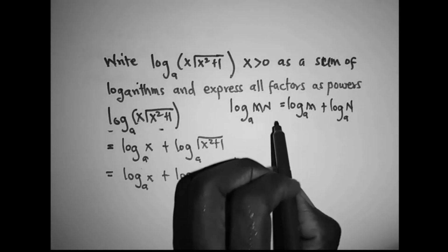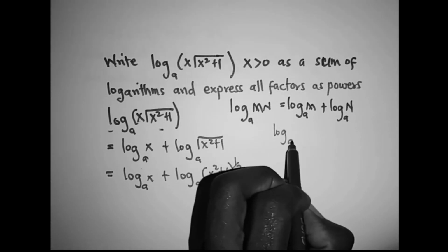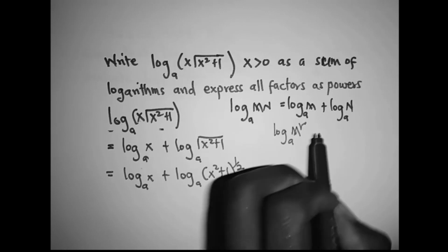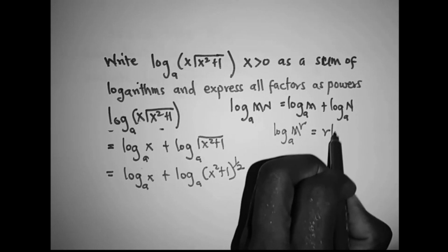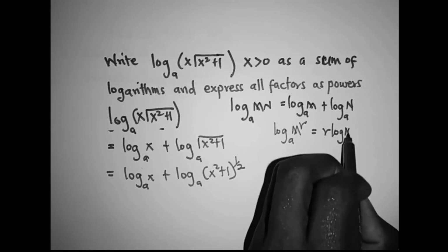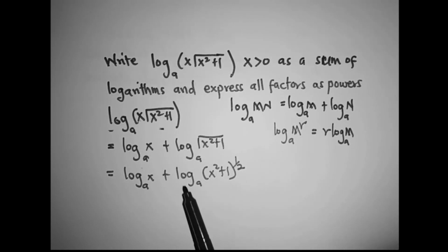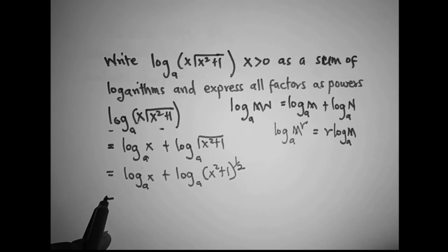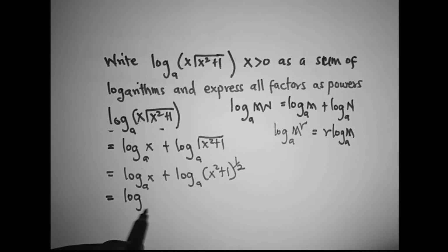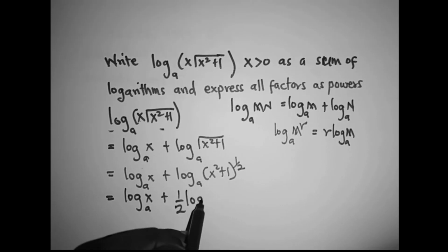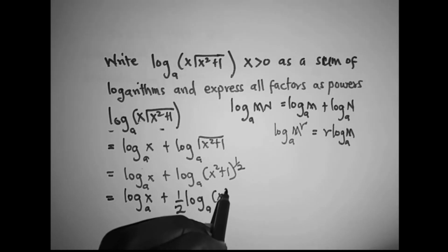And now remember what we said. We said log base a of m exponent r is the same as r log base a of m. So what we'll do is that we'll push this 1 over 2 down here. So the answer becomes log base a of x plus 1 over 2 log base a of x squared plus 1.